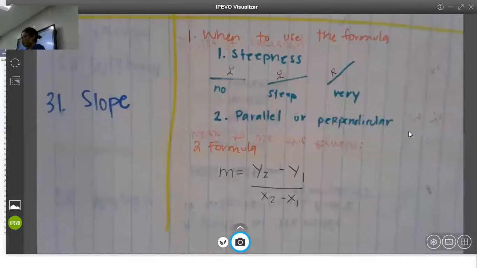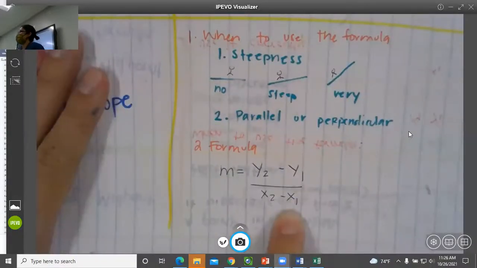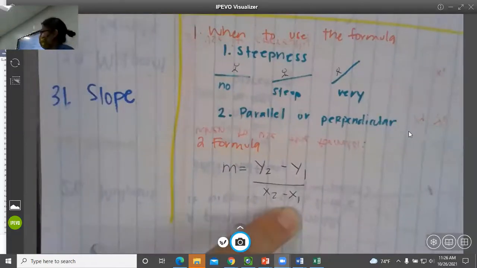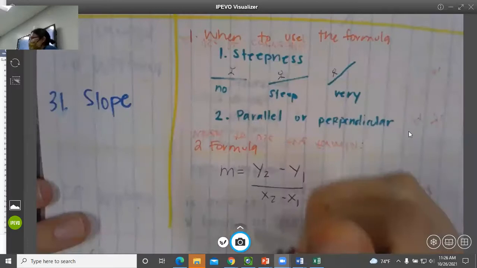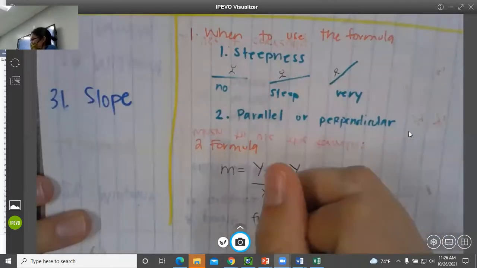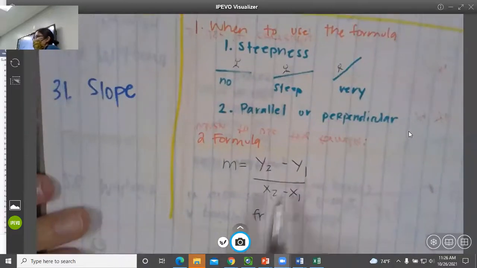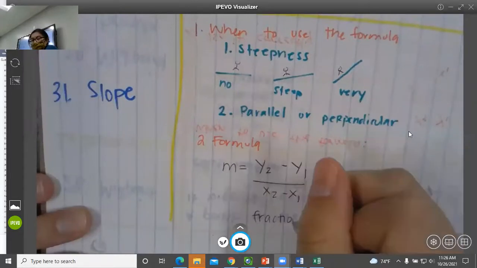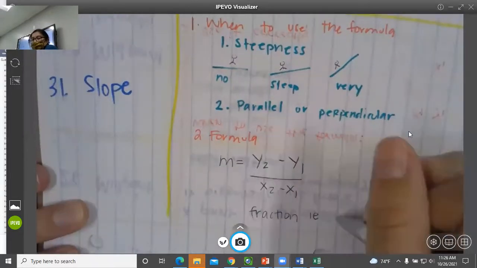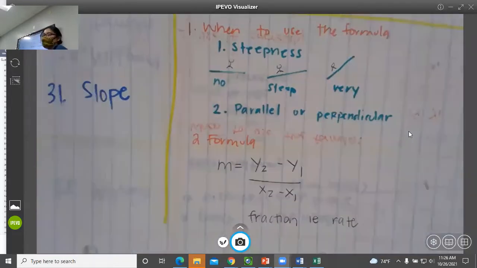I hope you've noticed that with all the formulas, the y's go together, the x's go together. It's not the same order as the points. Now, you could do y1 minus y2. Is that what you're saying? Yeah, but the y's have to go on top, x's go on bottom. Now, this is going to be written as a fraction, i.e. a rate. I.e. is Latin.